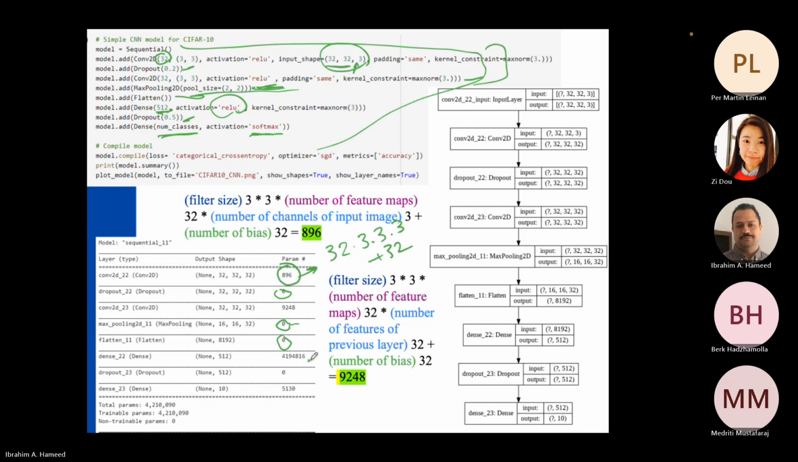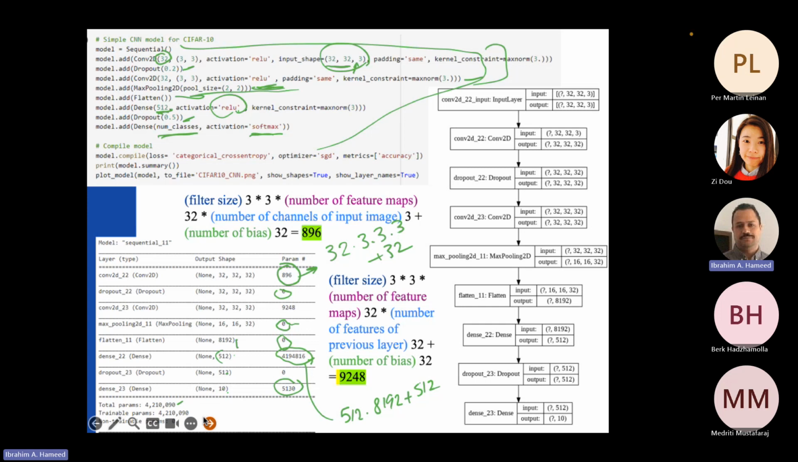Dense layer: if you want to get this number, it will be this number multiplied by this number plus this number. So this one will be 512 multiplied by 8192 plus 512. You will get this number. Dropout has no parameters. Dense layer: it will be 10 times this plus 10. You will get this one. So this is the total number of parameters here. It will be more than 4 million parameters.